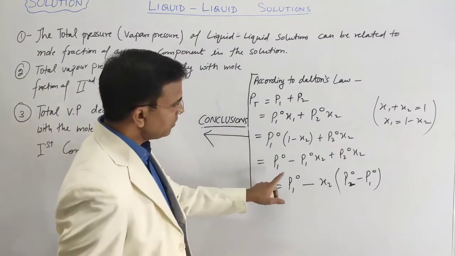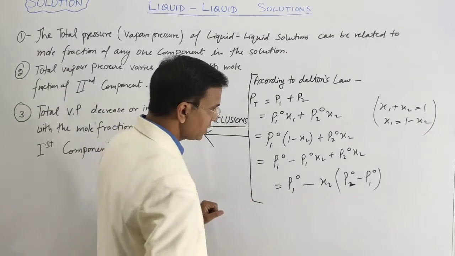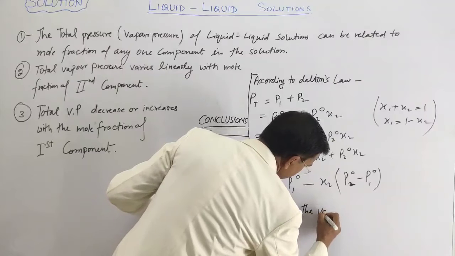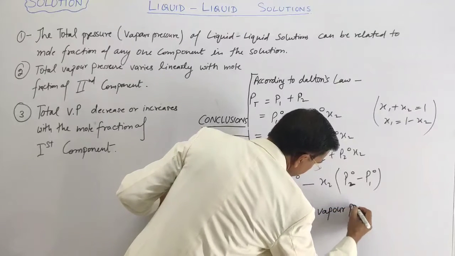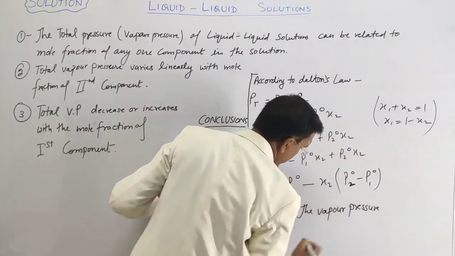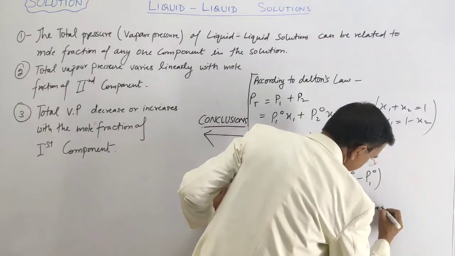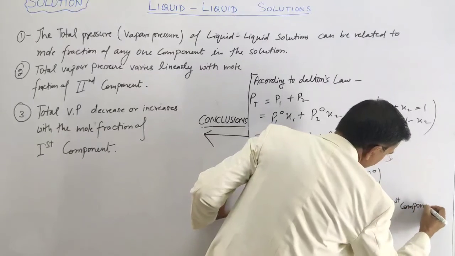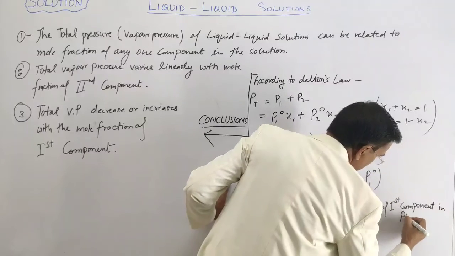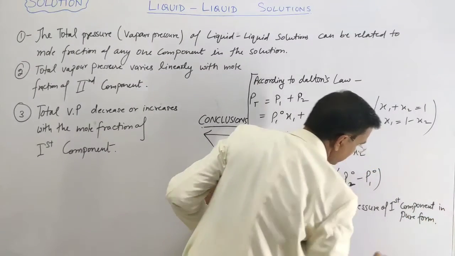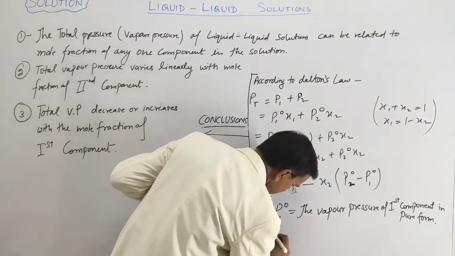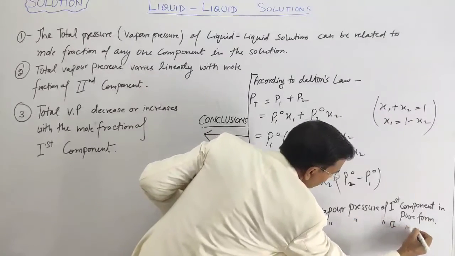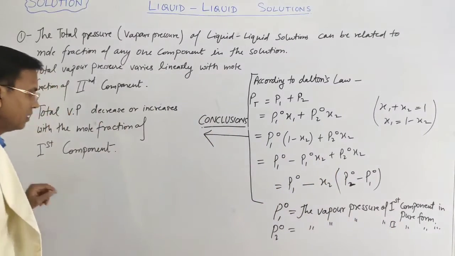Clear? Here P1 naught and P2 naught we have written that. If not written, I am indicating here. The P1 naught is equal to the vapor pressure in pure form of first component, in pure form when not mixed with any kind of component, right? Now P2 naught is the vapor pressure of second component in pure form, right?